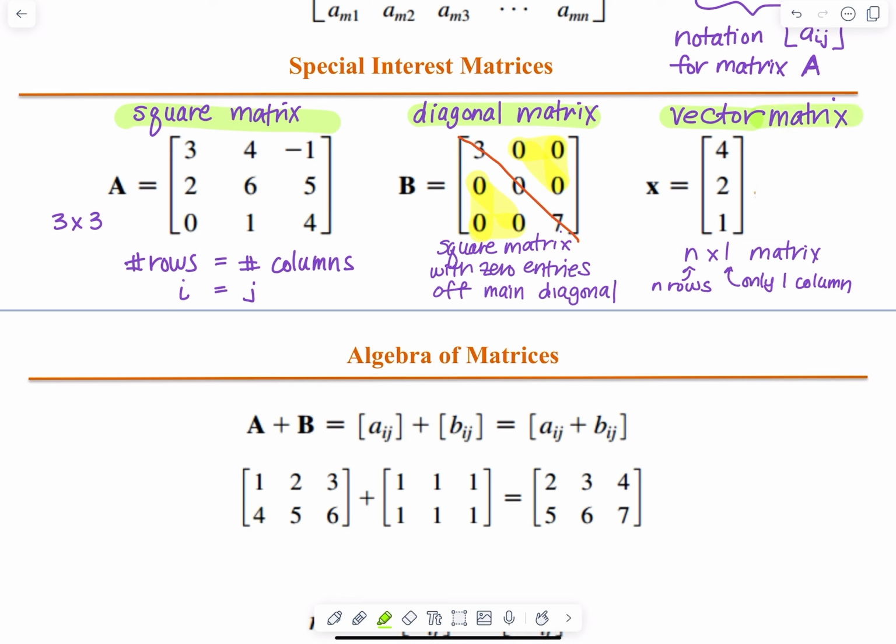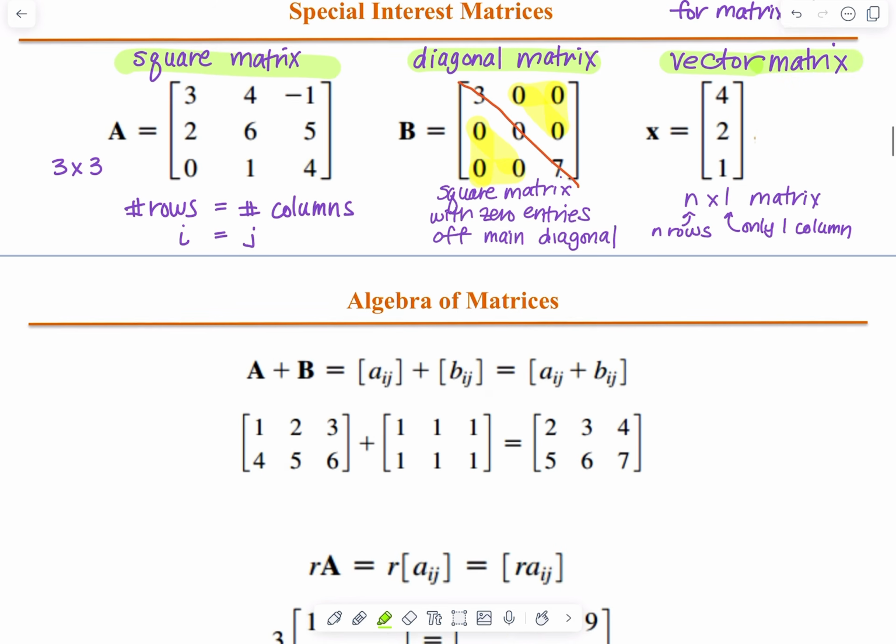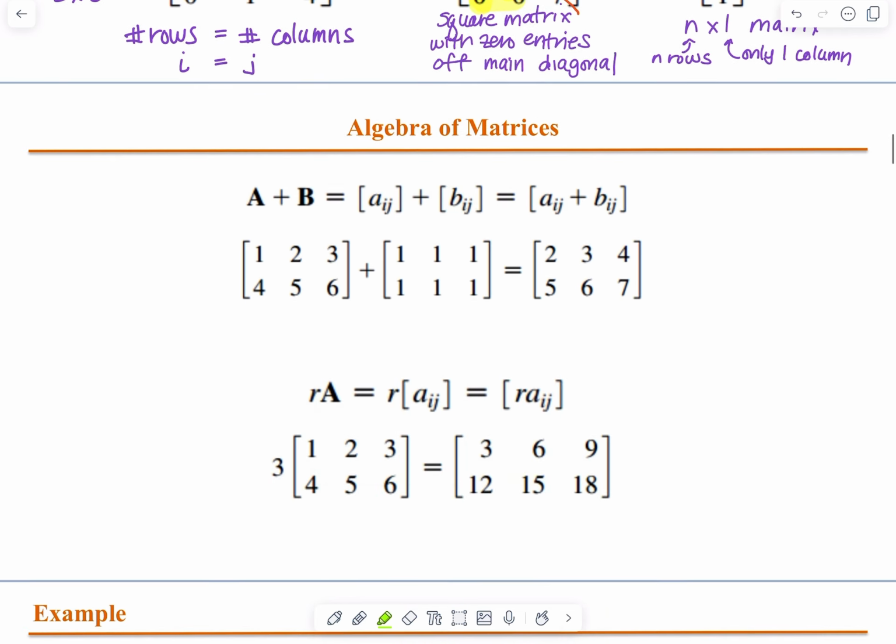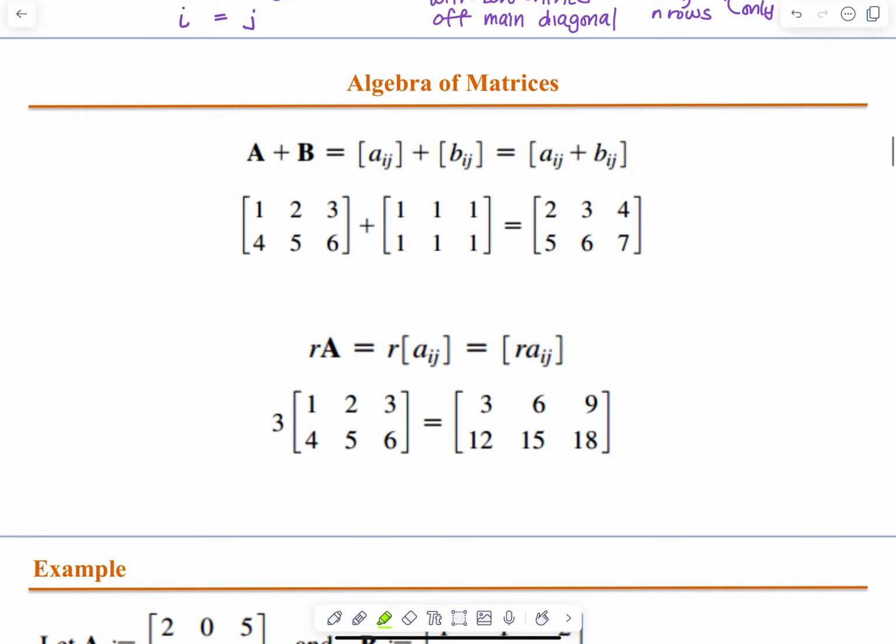The algebra of matrices is pretty straightforward. So basically for addition, we perform addition in the corresponding elements. So as you can see here, we will add 1 plus 1 to equal 2. We will add 3 plus 1 to equal 4, and so on and so forth.